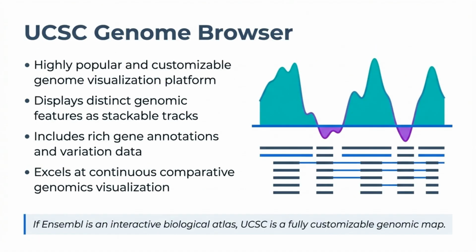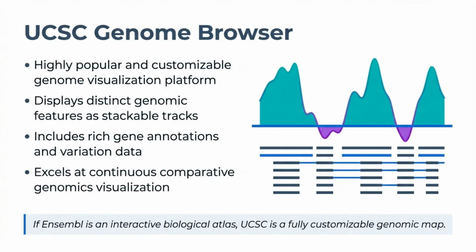The UCSC Genome Browser is another widely used platform for comparative and functional genomics. One of its main strengths is the use of stackable tracks. These tracks allow researchers to place different kinds of information on top of each other. For example, you can view gene annotations, conservation scores, variation data, regulatory features, and comparative alignments all in the same genomic region. This layered structure makes it easier to interpret how genomic features overlap.